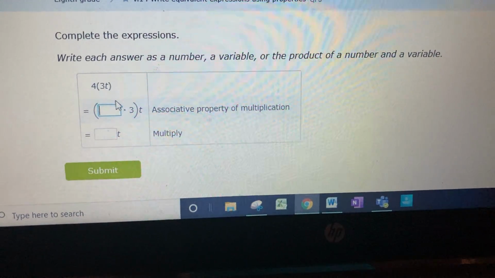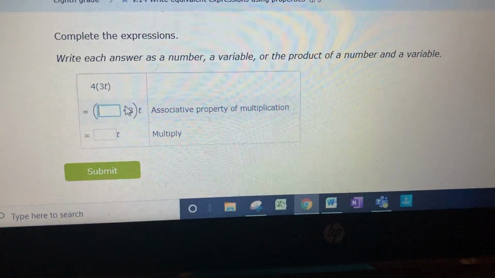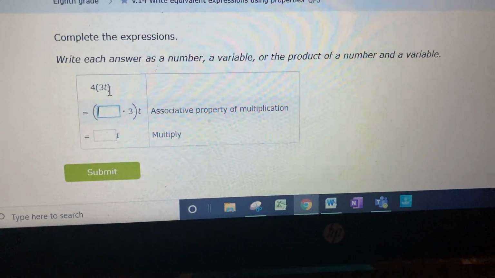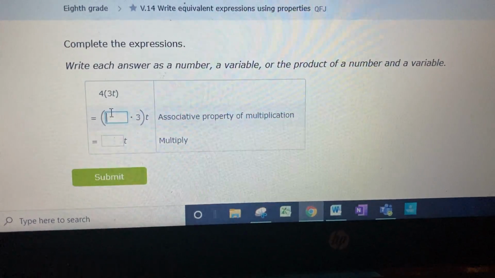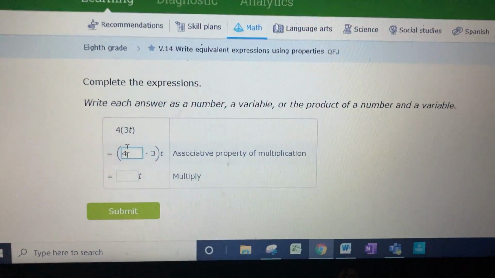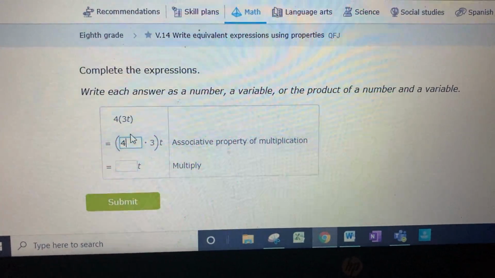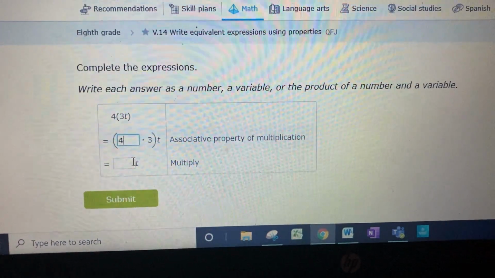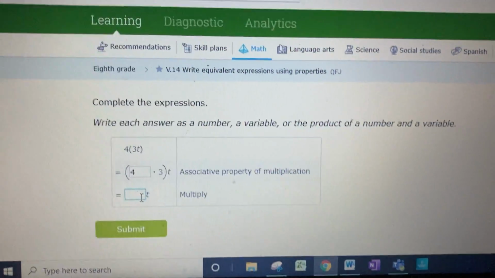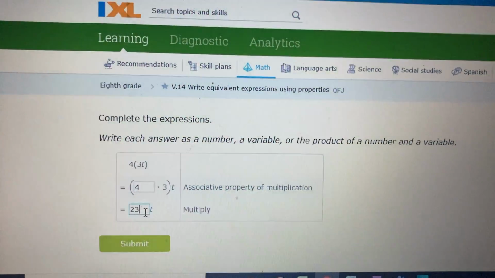So what can we change? They want to change the order. So instead of multiplying 3 times t, we can multiply 4 times 3. That changes the order. Okay. Now they also want us to multiply. 4 times 3 gives us 12. What? No, 23.